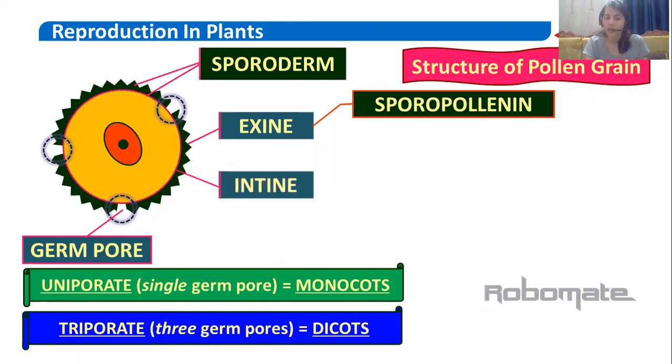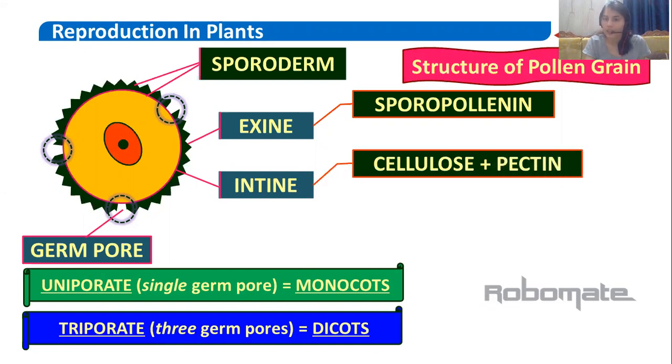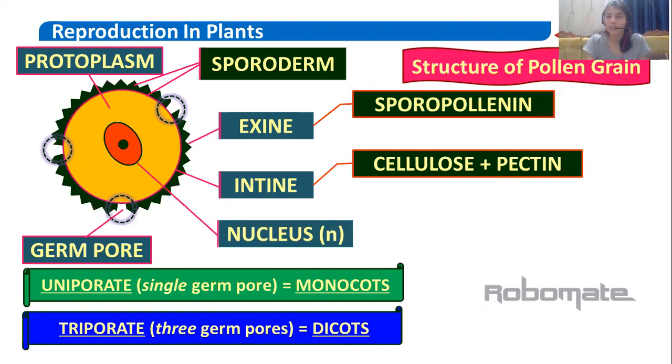Now, we talked about the exine, which is the outer layer of the sporoderm. The inner layer is the intine, and this intine is formed of cellulose and pectin. And what is it covering? The protoplasm. So the intine lies outside the protoplasm, and inside the protoplasm there is a nucleus, a single nucleus. So this is nothing but the pollen grain.